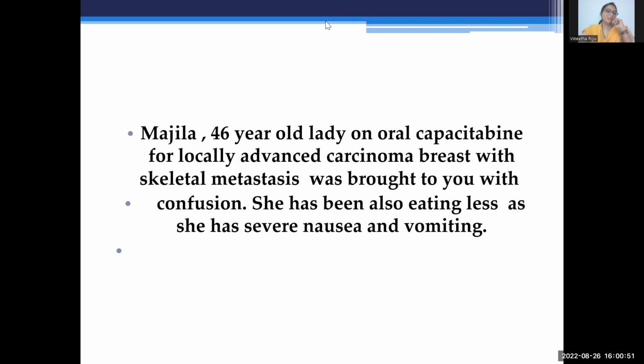What is the first thing we do for managing hypercalcemia? IV fluids, yes. Dr. Kanmani and Dr. Akila agree to that. Dr. Kanmani also says Lasix, because we are pushing in so much fluid into that patient, it has to be balanced with some amount of diuretic. Dr. Girija also says hydration.